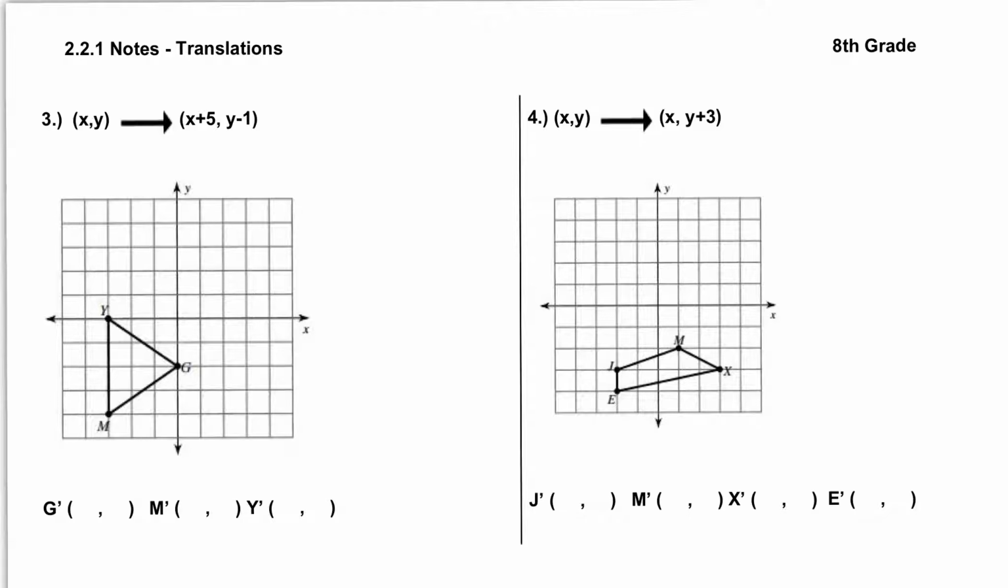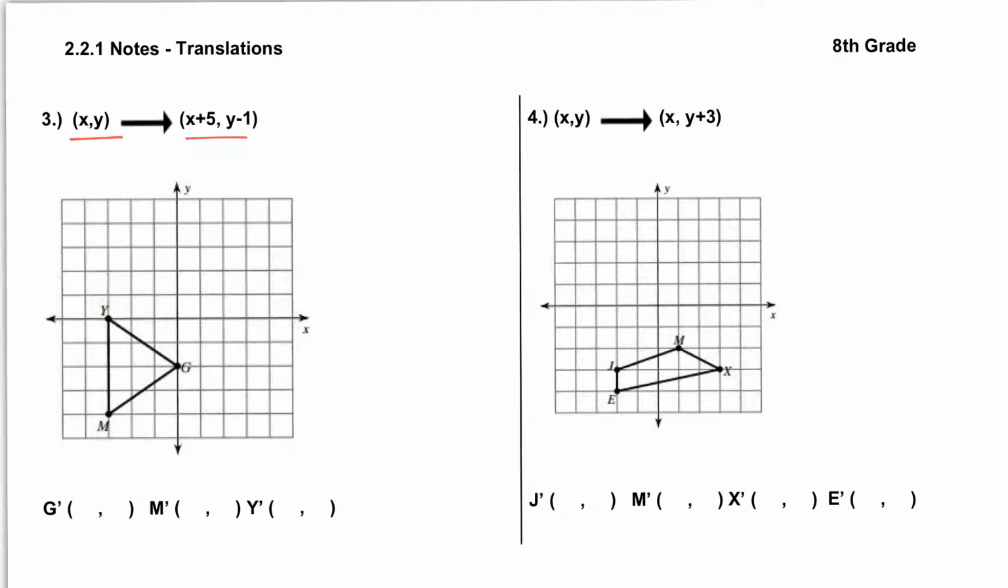Example 3 and 4 here are another notation for writing translations. So if you ever see a notation like we have up here where it says (x, y) with an arrow, (x plus 5, y minus 1), that's another way of writing a translation. Just like we were talking about, translate the figure 3 units right and 2 units down. Just a different way of writing that, a little bit more concise way. So here's how we perform a translation when we're given this notation.